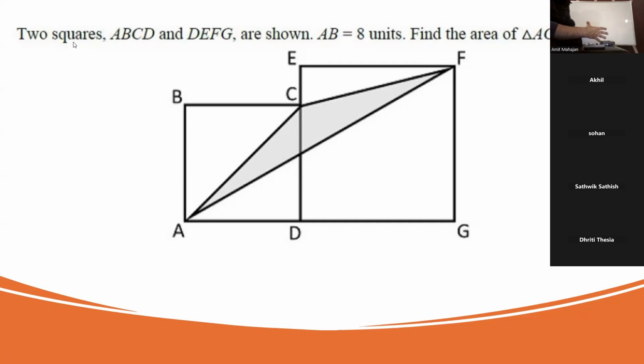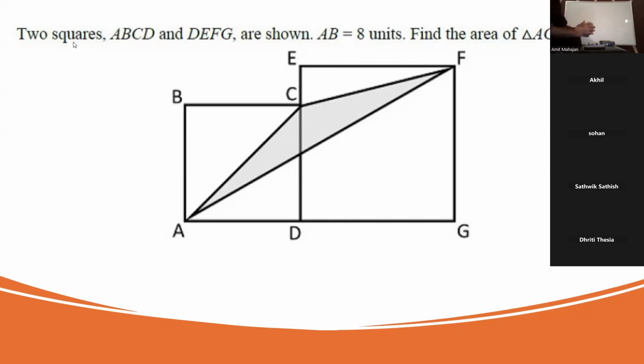All right, give me the answer for this one. Okay. So far, nobody is correct. And I want you guys to use the vector magnitude formula. Nobody's correct. Satvik, please do me a favor, unmute and read this. We're going to work on this together. Satvik: Three squares ABCD and DEFG are shown. AB equals 8 units. Find the area of triangle ACF.